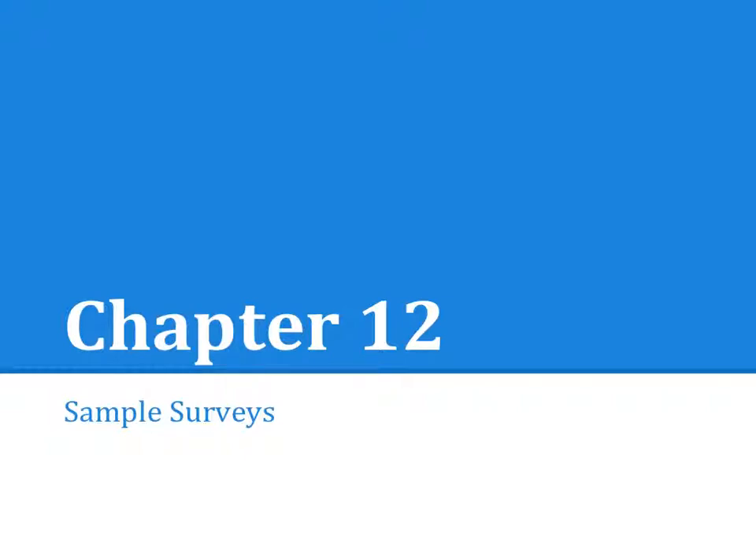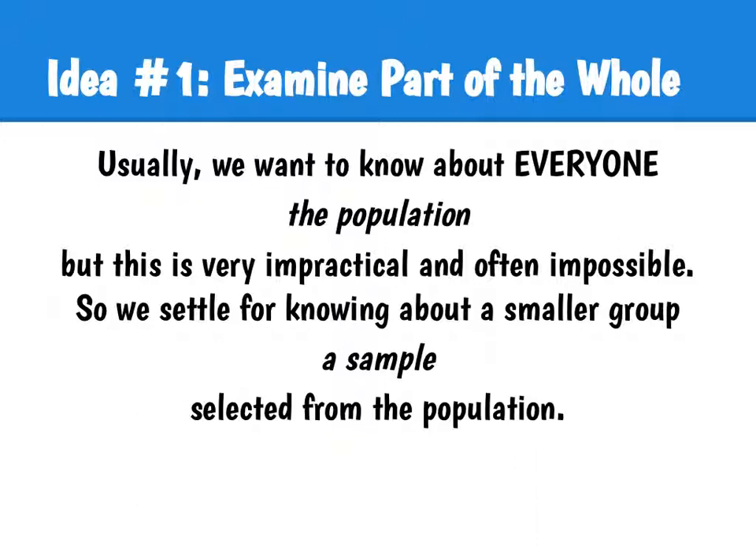This chapter deals with how to gather data using surveys. So here we go. The first big idea is when you do a survey, you really only want to examine part of the whole. We want to know about everyone, and remember, everyone is the population. But this is pretty much impossible and definitely impractical. So usually we just care about a smaller group, which we call the sample.